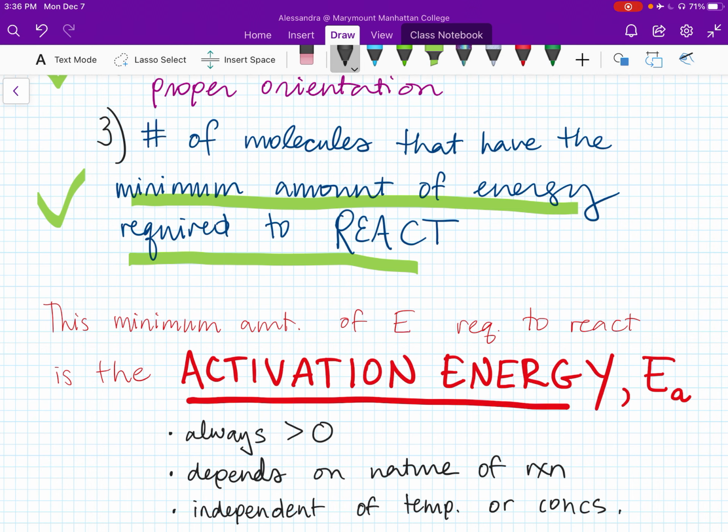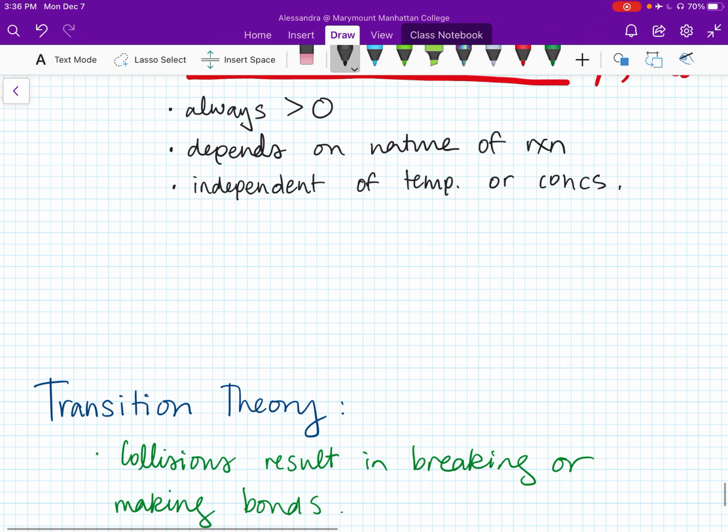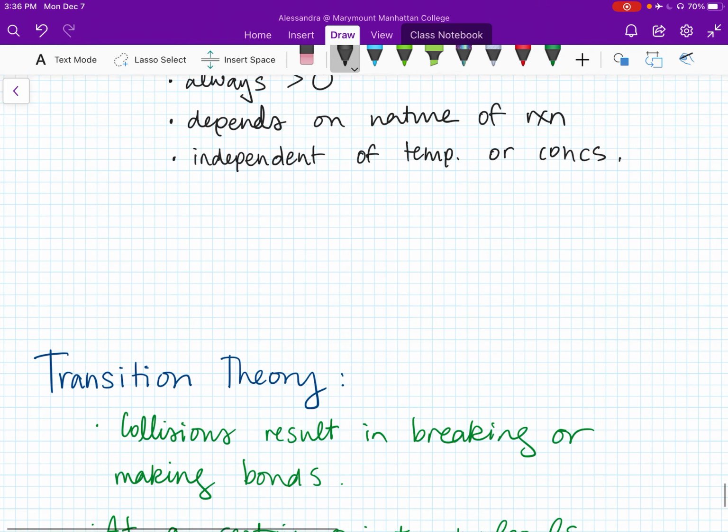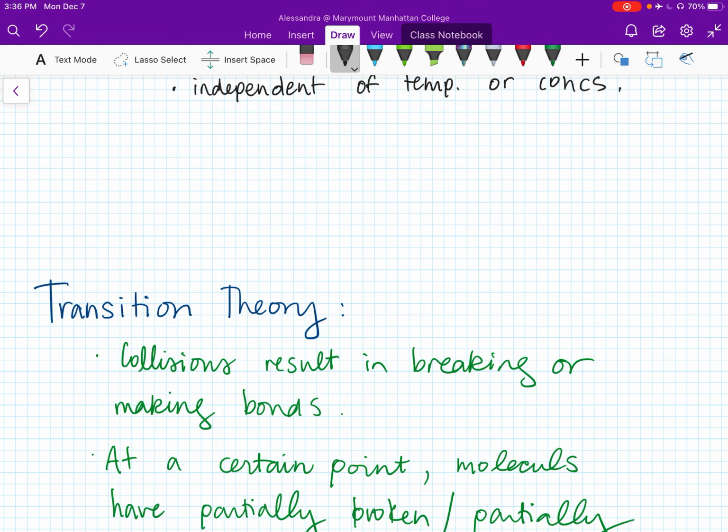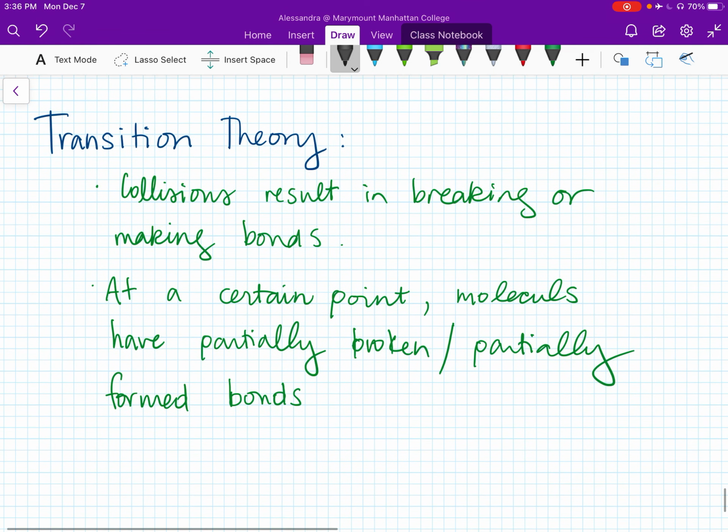Okay, so now we need to deepen our discussion of activation energy a little bit. We need to discuss another theory to supplement collision theory, which is transition theory. Okay, so this is not a contradictory theory. It's just kind of deepening our discussion of activation energy. So, in transition theory, we think about the reaction pathway. So, transition theory is to explain or at least contextualize the pathway that the chemical reaction is going to take.